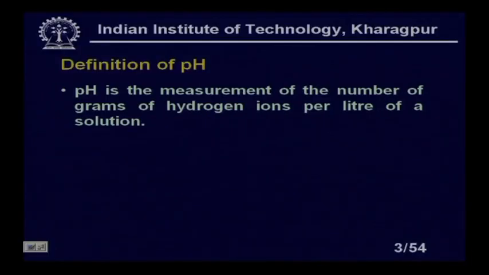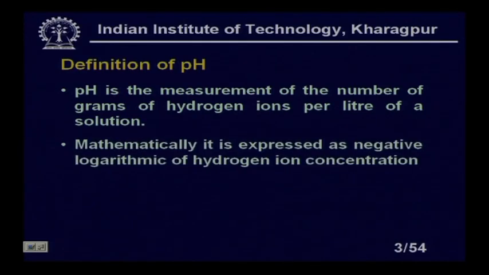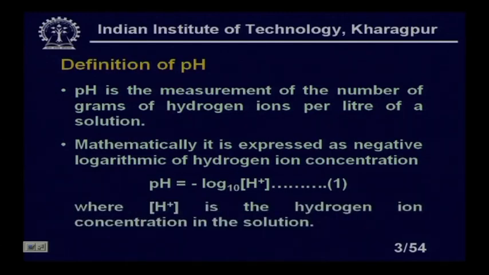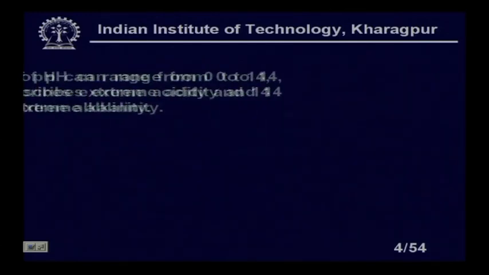So, the definition of pH: pH is a measurement of the number of grams of hydrogen ions per liter of solution, right. Mathematically it is expressed as the negative logarithm of the hydrogen ion concentration. It can be expressed like this: pH equals minus log base 10 of the hydrogen ion concentration. This is equation number 1, where H plus is the hydrogen ion concentration in the solution.